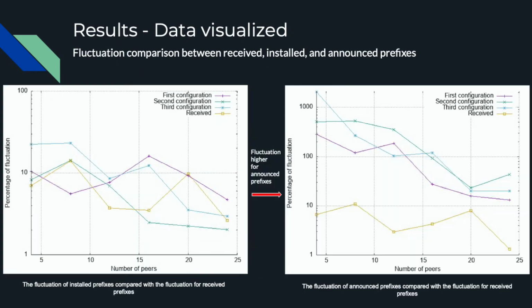Lastly, we visualize the fluctuations for all benchmarks. On the left, we have the fluctuation of installed prefixes compared with the fluctuation for received prefixes. Likewise, on the right, we have the fluctuation of announced prefixes compared with the fluctuation for received prefixes. The key takeaway is that announced prefixes cause the highest fluctuations. For announced prefixes, the first configuration that does not filter prefixes resulted in the lowest fluctuation.